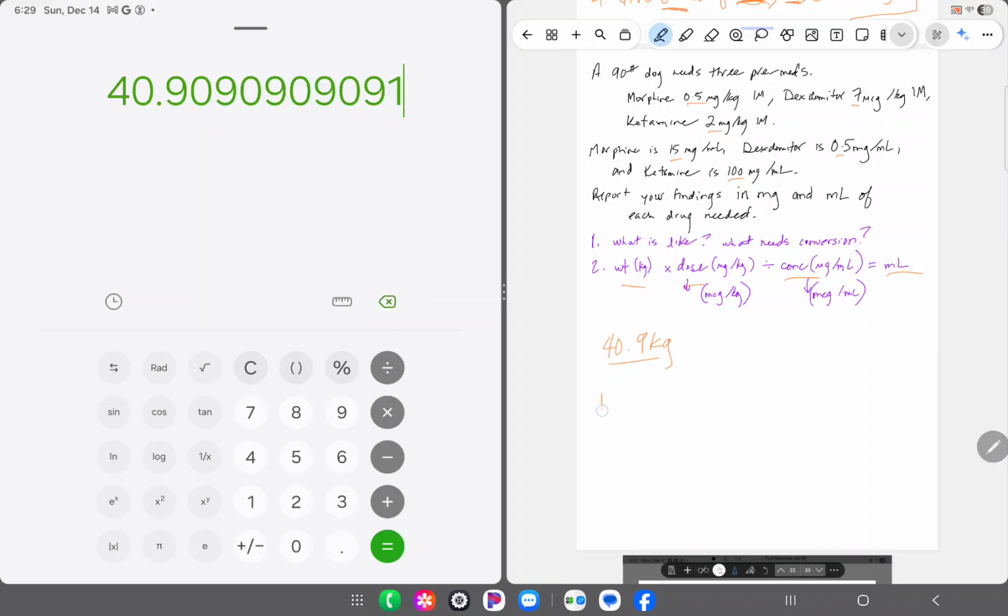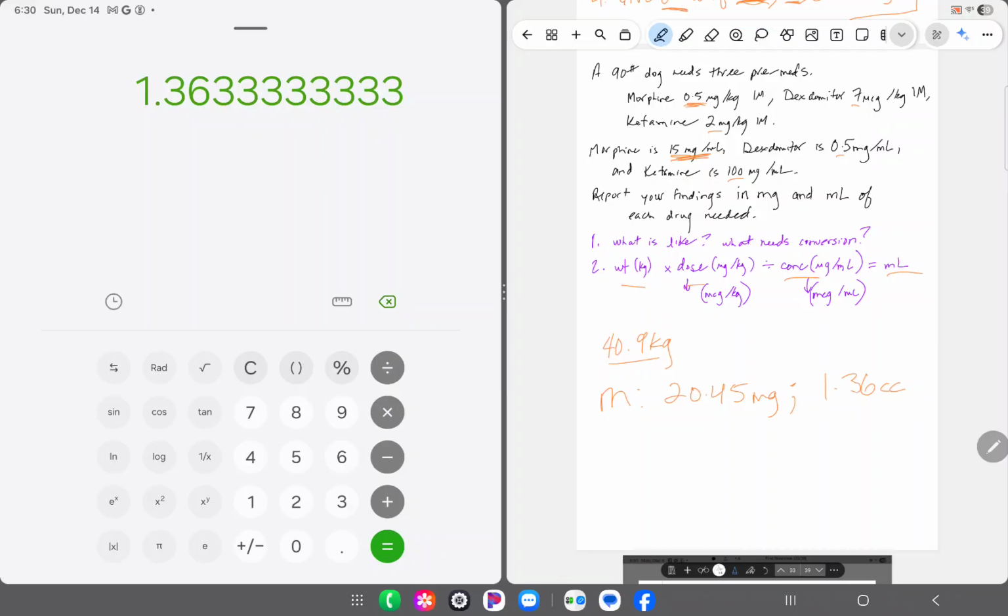And then let's see here. If we take morphine first, so let's just go morphine. Bing, bang, boom. You're going to take your 40.9 times the mg per kg, 0.5, 20.45 mg. Oh, I shouldn't make a slash, that's terrible. Colon. And then you're going to divide it by your mg per mL, and it's going to get you 1.36 mLs.